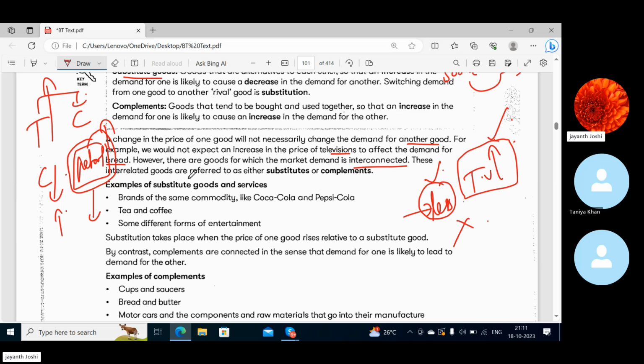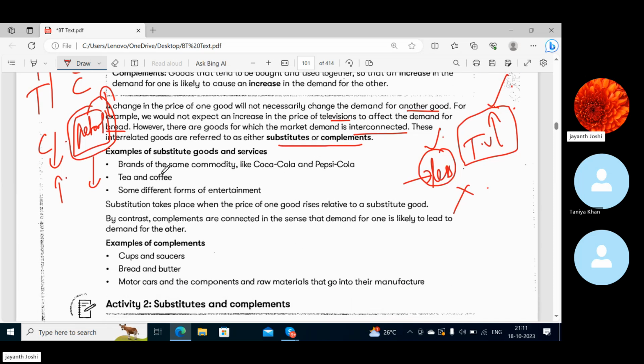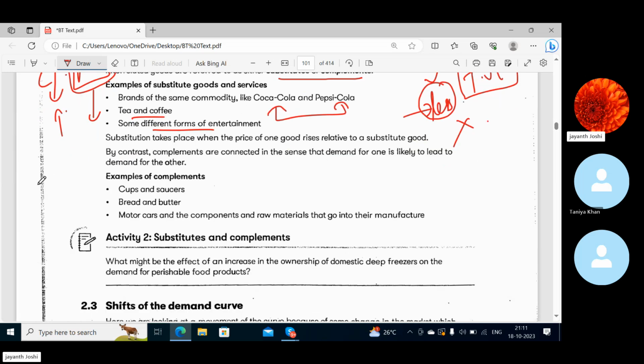These interrelated goods are referred to as either substitutes or complements. So examples of substitute goods and services: brands of some commodity like Coca-Cola and Pepsi. If Coca-Cola is very costly, you'll go for Pepsi, right? Tea and coffee, and some different forms of entertainment, like if movie tickets are very costly, you can go to a game zone. Substitution takes place when the price of one good rises, relative to the substitute good.